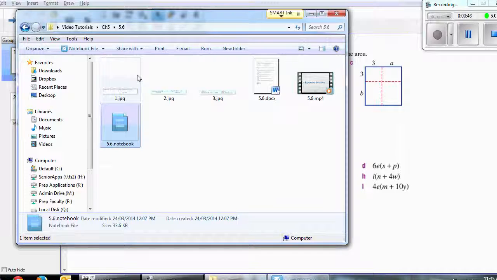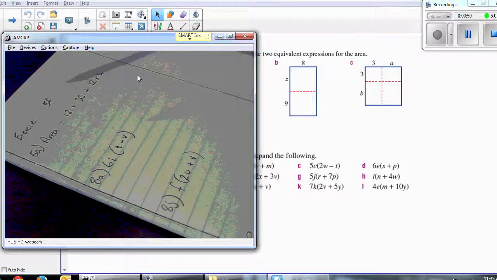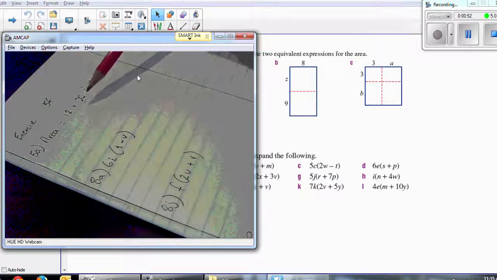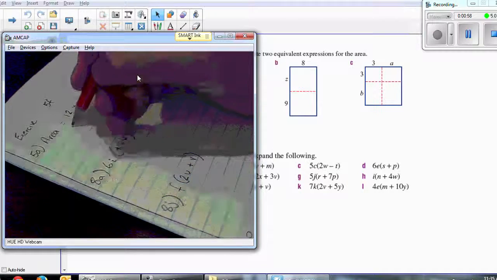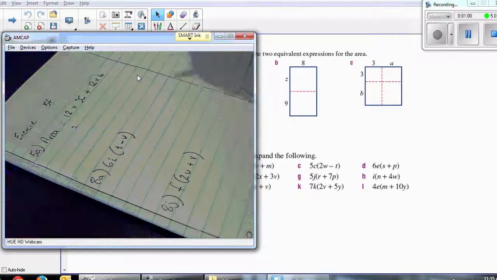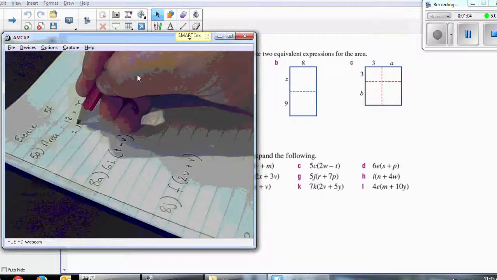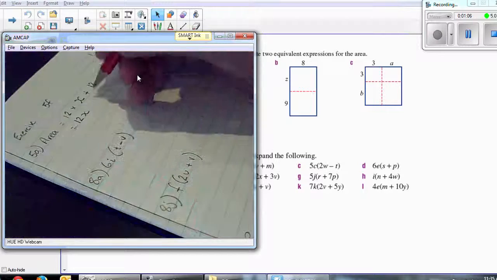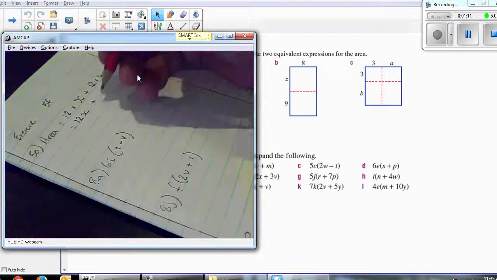Okay, so here I've put that in. So 12 times x plus 12 times 4. I'm just going to try to simplify this a little bit. All right, so 12 times x is 12x, and 12 times 4 is 48.